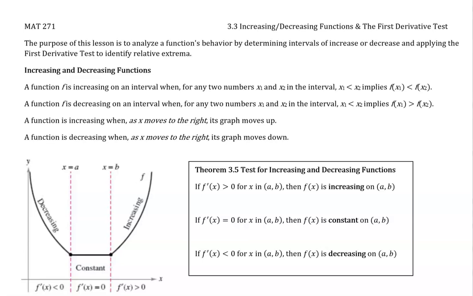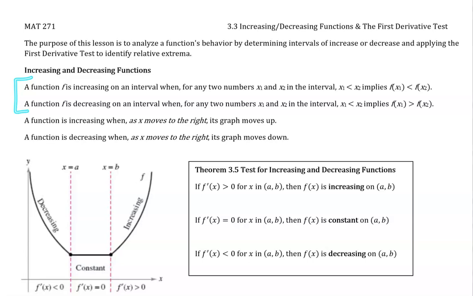The purpose of this lesson is for us to analyze a function's behavior by looking and seeing where the function is increasing or decreasing. And the second objective that we have is to be able to apply the first derivative test to find where we have any relative extrema. We begin by talking about what it means for a function to be increasing and decreasing.